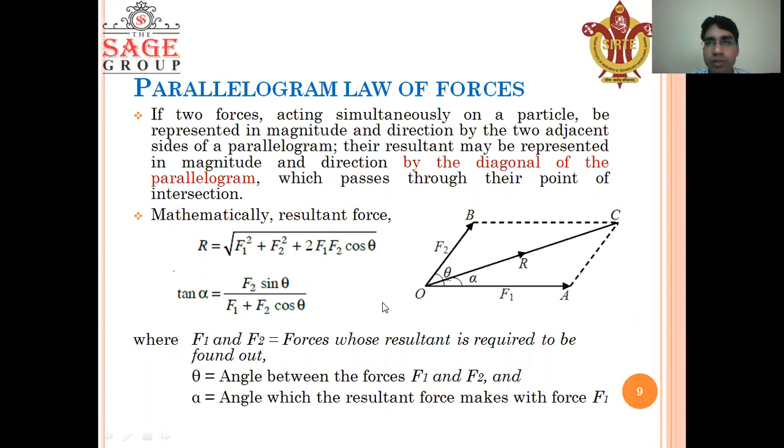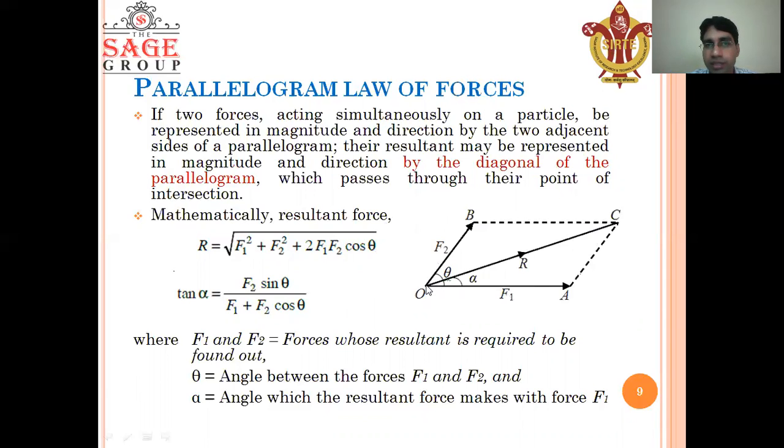So first, what is the statement of the law of parallelogram of forces? If two forces acting simultaneously on a particle are represented in magnitude and direction by two adjacent sides of a parallelogram, their resultant may be represented in magnitude and direction by the diagonal of the parallelogram, which passes through their point of intersection. This is the diagram, or we can say this is the parallelogram.